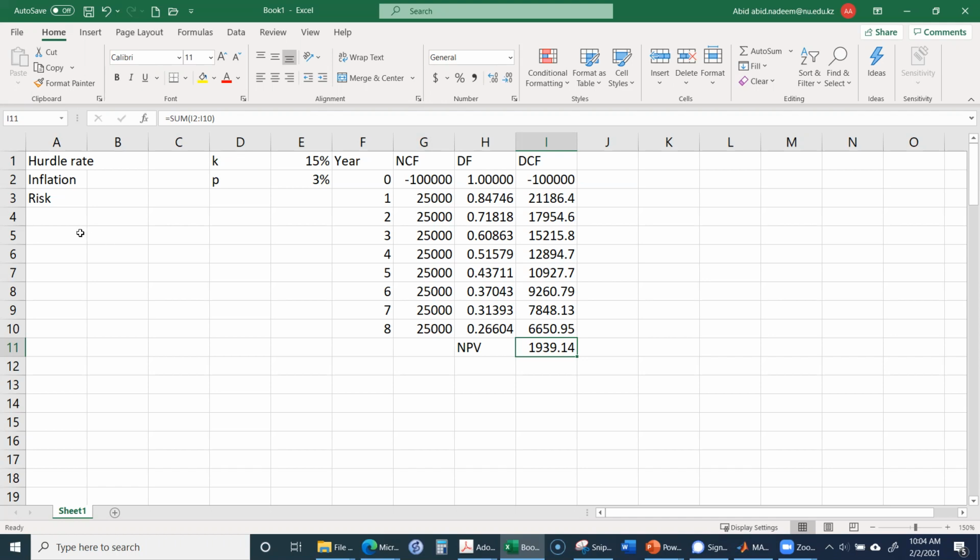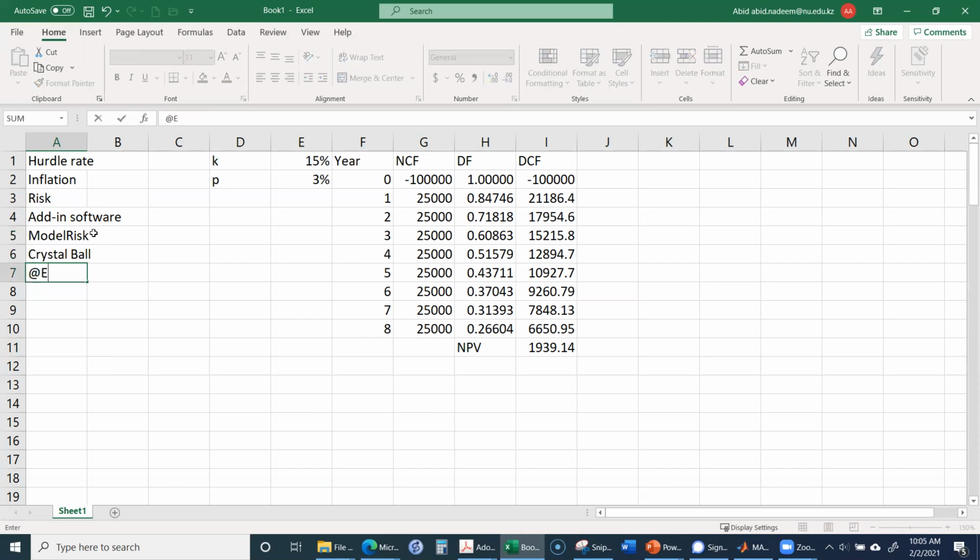For this purpose we can use some add-in software in Excel. One of those add-in software in Excel is ModelRisk. I am going to illustrate it very briefly with ModelRisk software, and the other one is Crystal Ball. Maybe there is also another one, @Risk, as well.